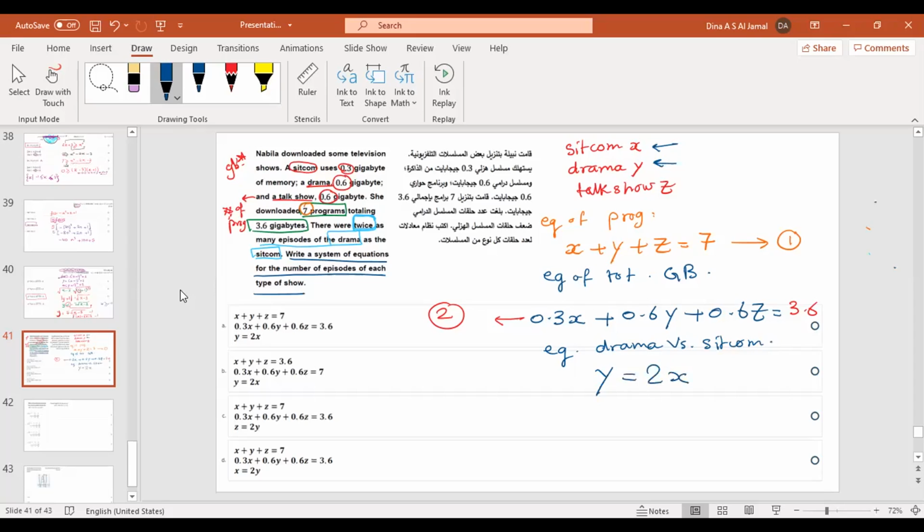So now this will be leaving you with X plus Y plus Z equal to 7, 0.3 X plus 0.6 Y plus 0.6 Z equal to 3.6, and Y equal to 2X, which is this answer. That's it. If you have any question, you can comment.